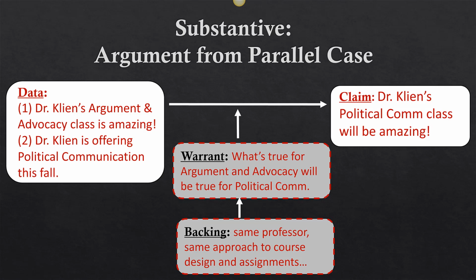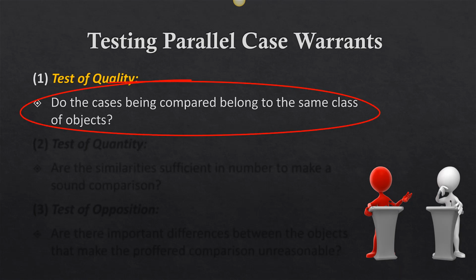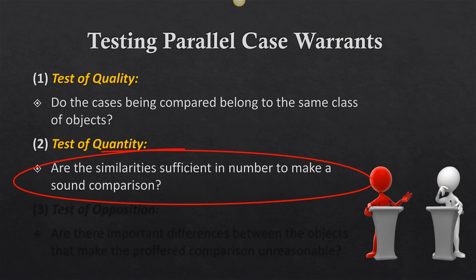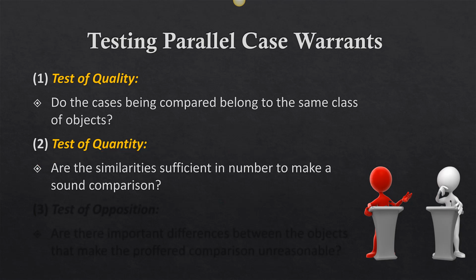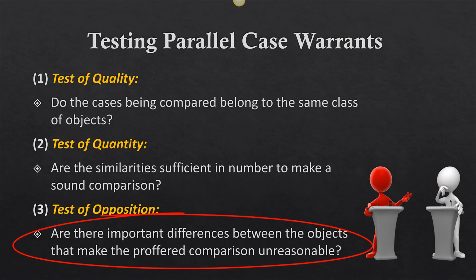But how could we test an argument like this? Let's go to the tests that we should be familiar with now after several videos in this series. We have three general categories of tests of reasoning that are going to apply to any argument prototype. First, a test of quality. In the case of a parallel case argument, do the cases being compared belong to the same class of objects? Then we need to apply a test of quantity. Are the similarities sufficient in number to make a sound comparison? And finally, we'll need to apply a test of opposition. Are there important differences between the objects that make the proffered comparison unreasonable?